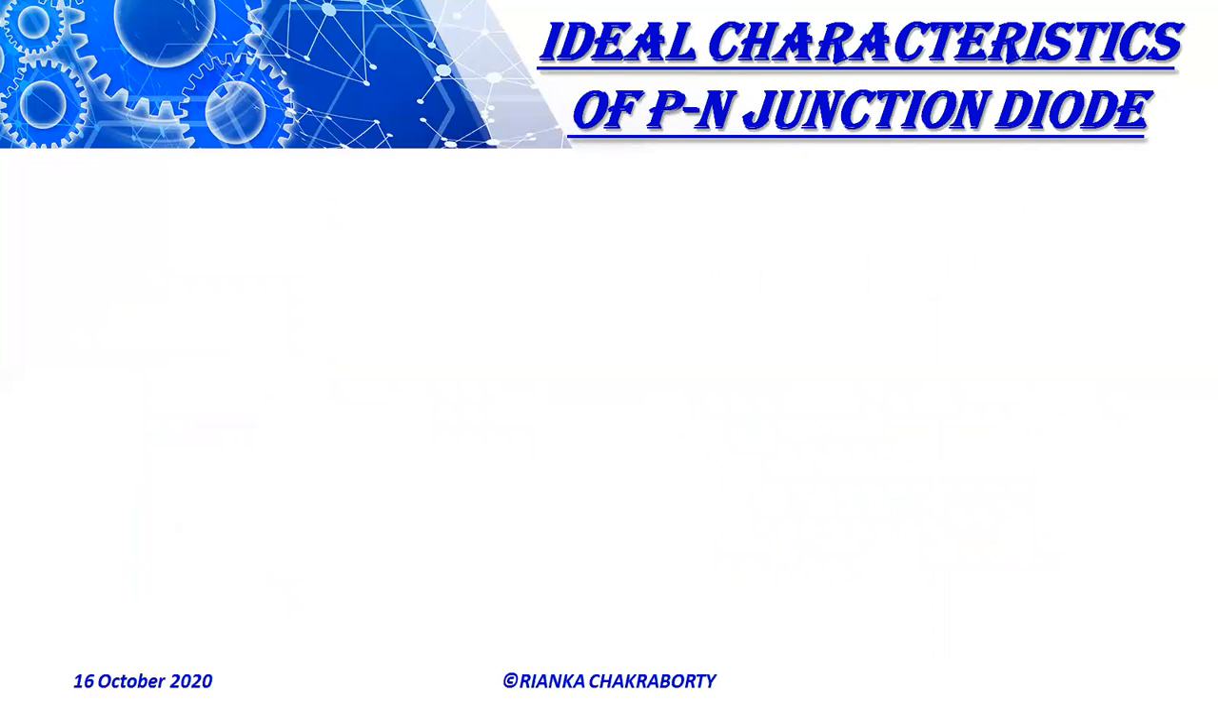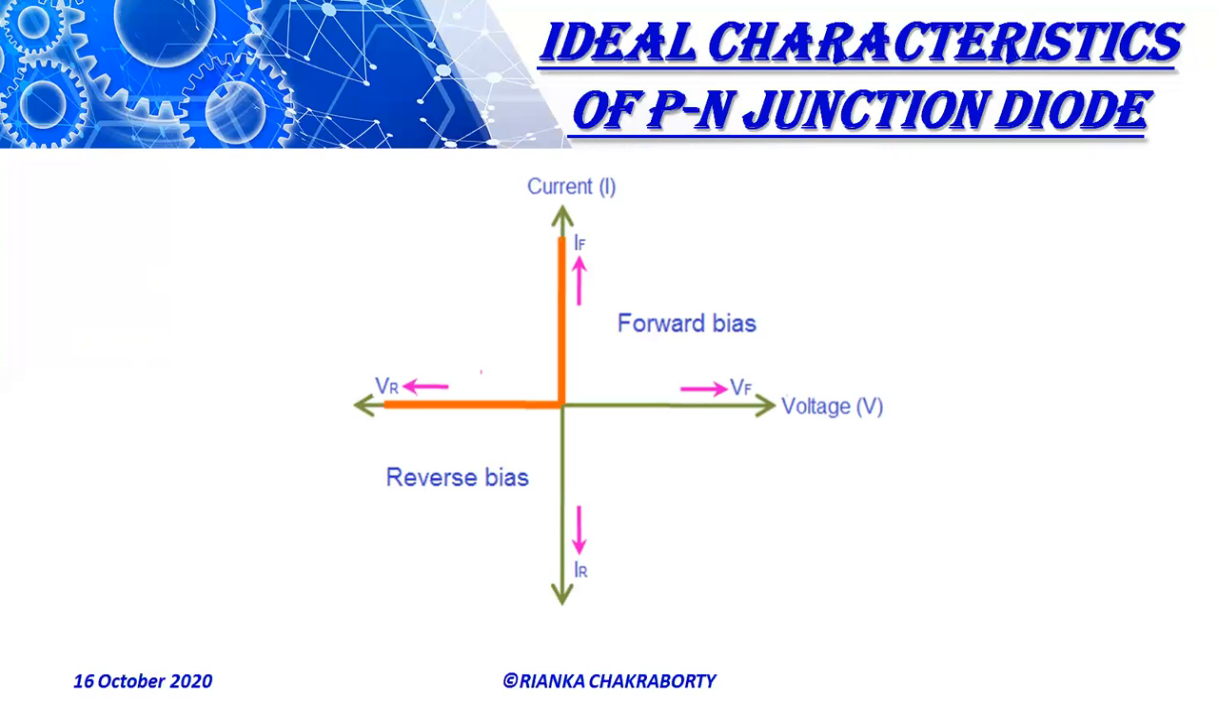Now, the ideal characteristics of a PN junction diode. The ideal diode is a two-terminal device which completely allows the electric current without any loss under forward bias and completely blocks the electric current with infinite loss under reverse bias. Actually, an ideal diode does not exist.